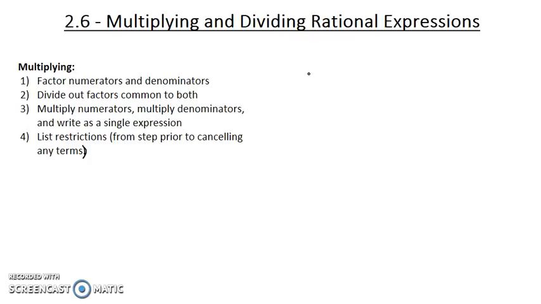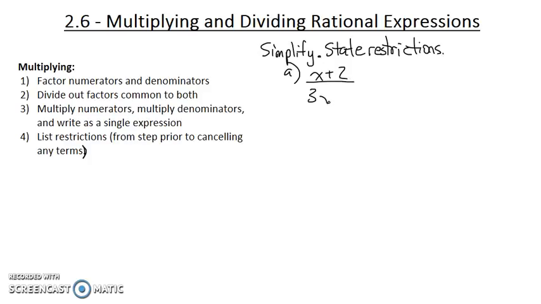So here's the first example. What we're going to say here is simplify, and generally speaking you're going to have to list restrictions on the variables, or state restrictions. So the example is x plus 2 over 3x plus 5 times 3x plus 5 over 5.